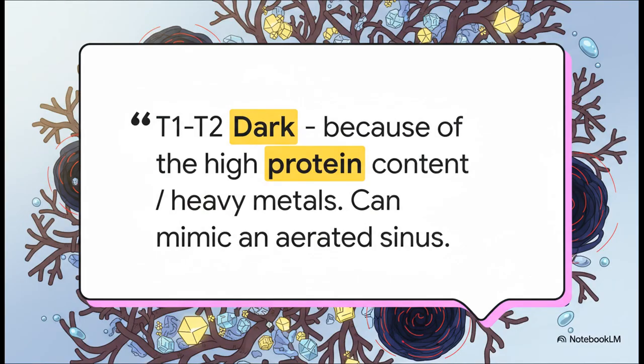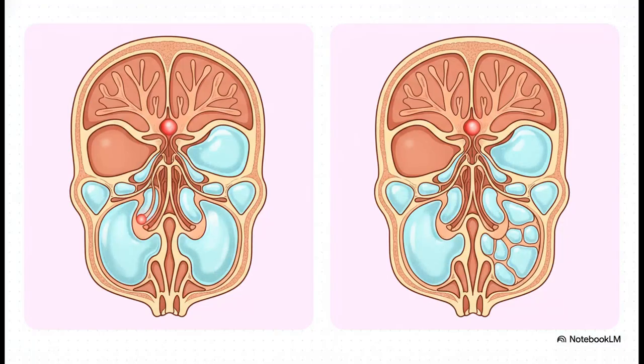So you might be wondering, why on earth is that allergic fungus so dark on a T2-weighted MRI? Sometimes it's so dark it looks just like air. Well, this analogy is perfect. Imagine a suitcase that's been packed so tightly with dense proteins and heavy metals that there is literally no room left for anything else. MRI sees water moving around, right? In that fungus, there's no room for water to move, so no signal. It just appears black.